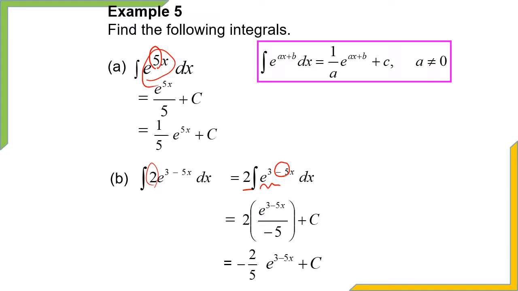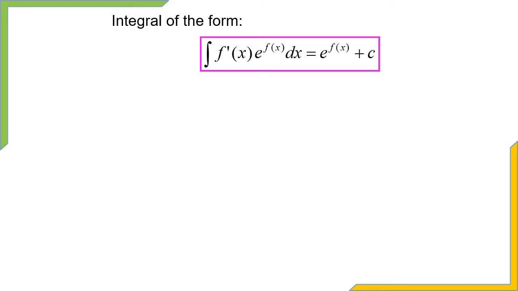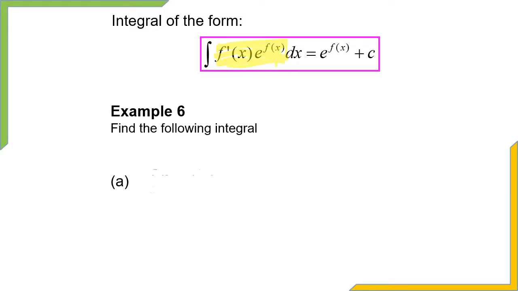Okay, so what if we have the integral of the form f prime x times e to the power of f(x) with respect to x? For this type of function, we have the e already, which is to the power of f(x), but now we have a coefficient of f prime x in front of the e.